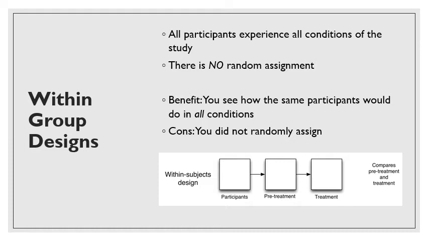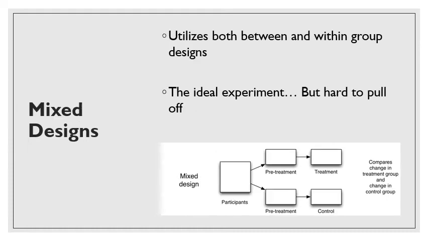So instead of comparing a treatment and control group with each other, you're comparing participants with themselves, in which they compare how they did in the treatment as compared to the pre-treatment before. The final experimental design we'll be talking about is mixed designs, which is a utilization of both between and within group designs. This is an ideal experiment, but really hard to pull off.